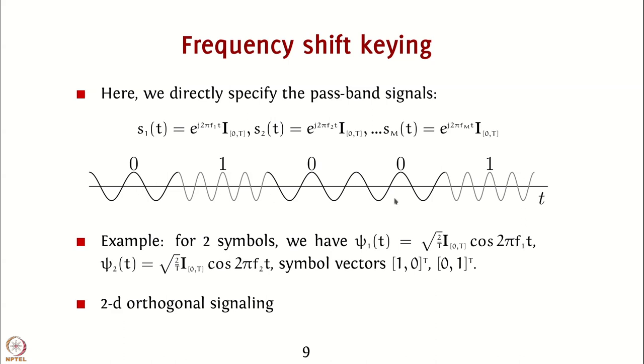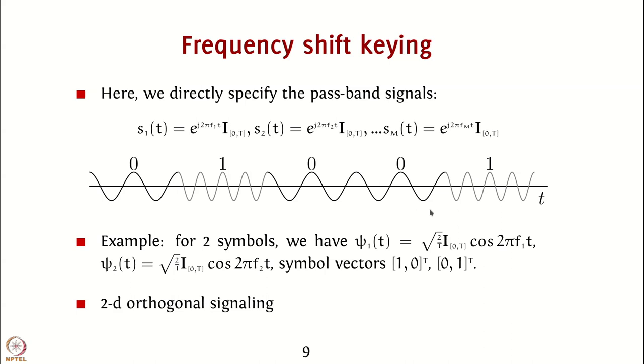Therefore, by varying the frequency within the duration of a symbol interval, you are able to send different symbols. Now, in this case, unlike ASK, PSK and QAM, the dimension of signaling is actually more. The reason is because this particular cosine, assuming that it completes 2 cycles, and this particular cosine, assuming that it completes 4 full cycles within the duration of one symbol, are essentially orthogonal.